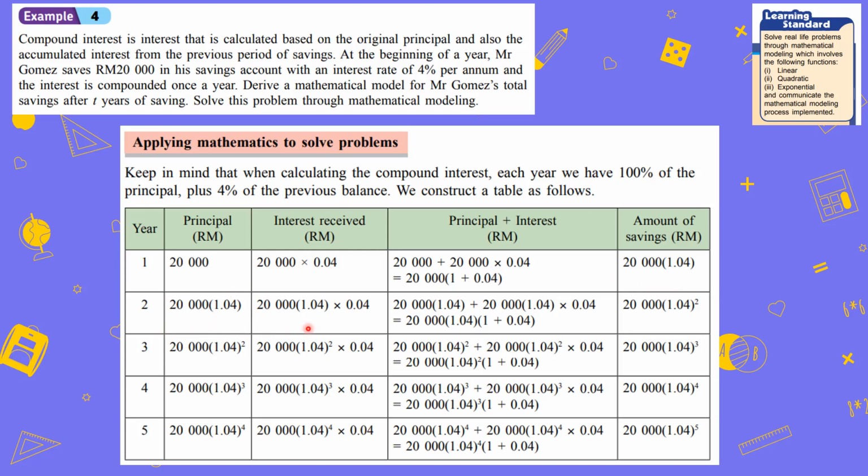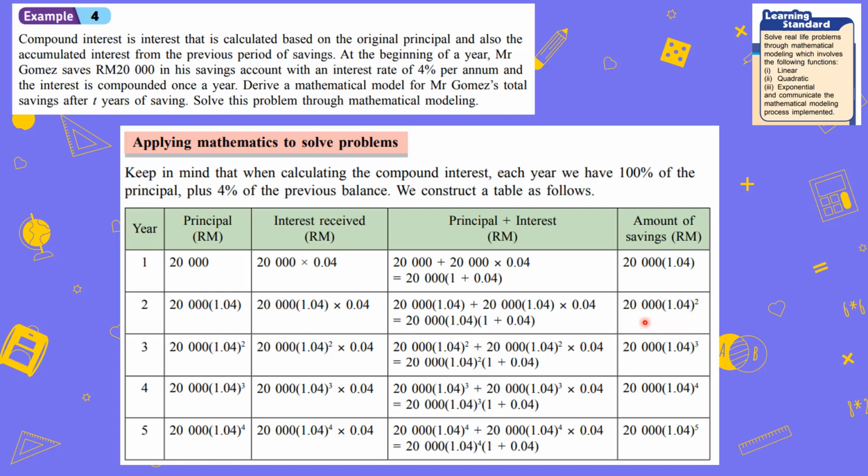So the interest received is the principal multiplied by 0.04. So principal plus interest again, we factorize 20,000, and what we get is 1.04 multiplied with 1.04. So this is the total of savings of Mr. Gomez. 1.04 multiplied by 1.04, that means 1.04 squared. If you can see, the power here relates to the year here.